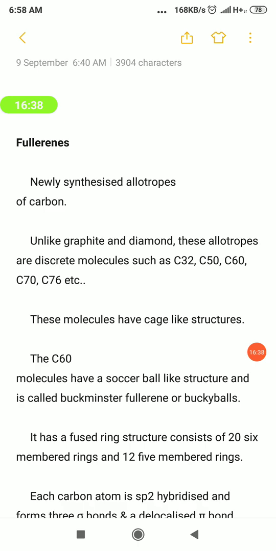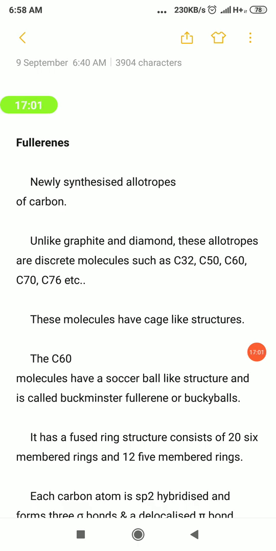Cage means கூண்டு. What will the structure be like? It looks like a cage ball. Okay? So it has a soccer ball like structure, and another name for this fullerene molecule is buckyball. What name do they give? They call it buckyball. Okay? It's otherwise called buckyball. And it has a fused ring structure, consisting of 20 6-membered rings and 12 5-membered rings.